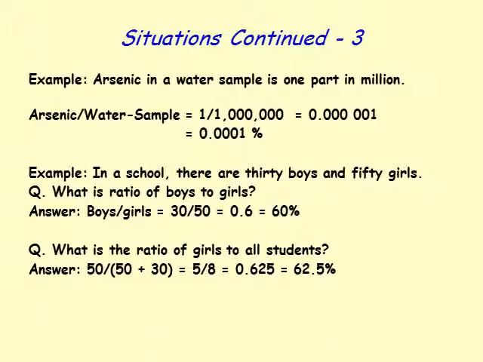Okay, let's continue here. What's the ratio of girls to all students? There are 50 girls in a class of 80. 50 divided by 50 plus 30 is 5 divided by 8, which is 0.625, and when we move the decimal place to the right two places, it becomes 62.5%.